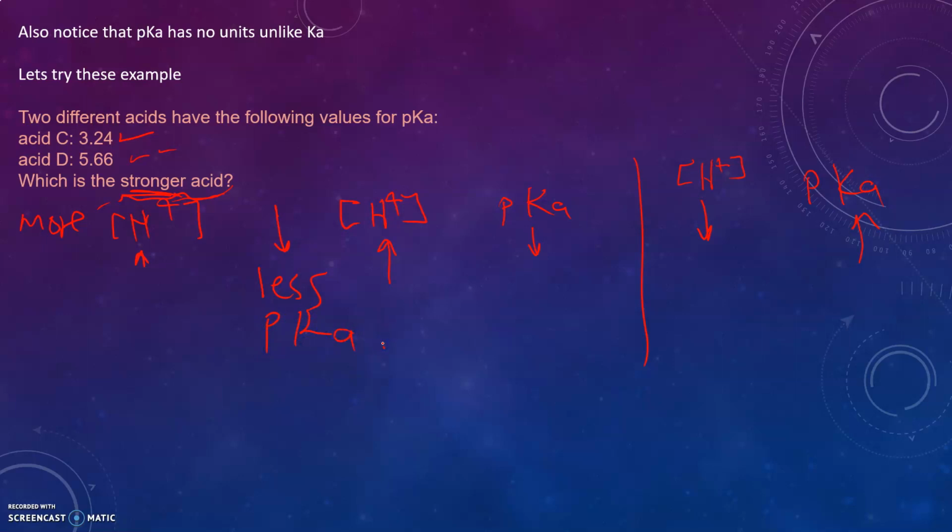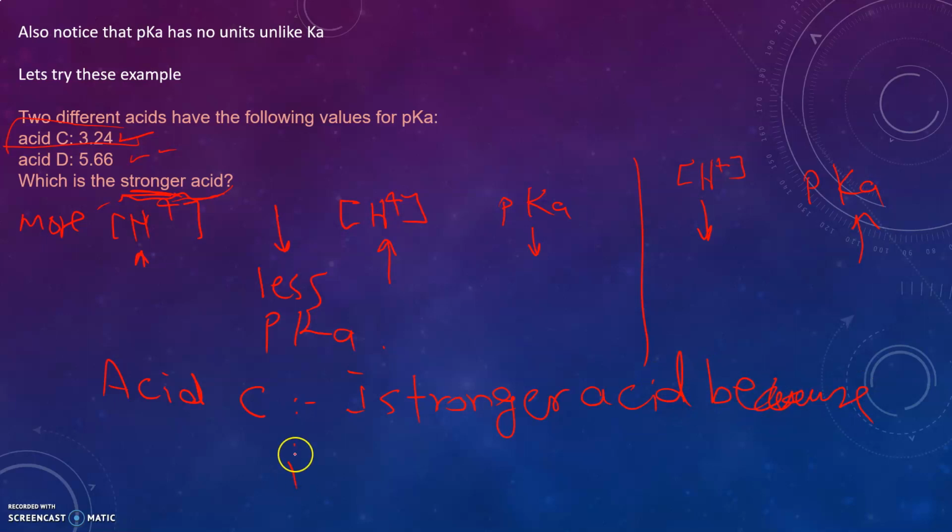Okay, guys, is it clear? So from this case, you have the winner, which is C. So acid C is the stronger acid because it has a lower pKa. I think that's simple, right?